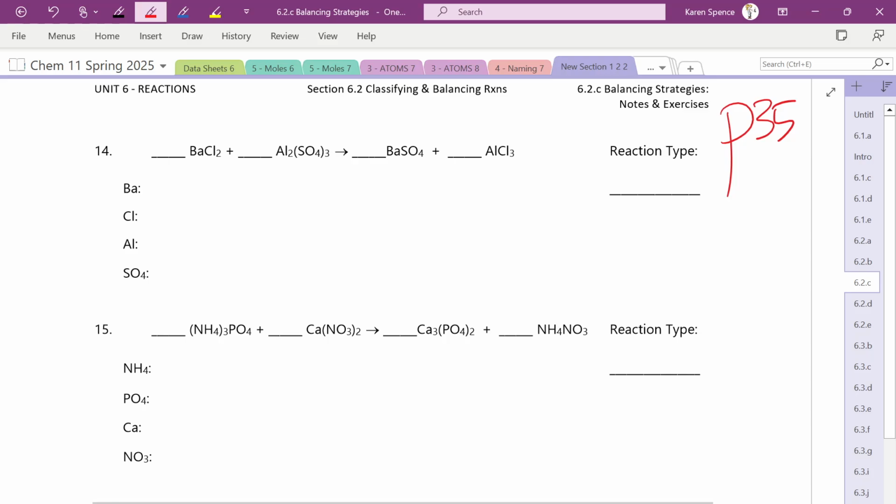Yeah, sure. It's either this one or part of it. So you can balance your lead, you can balance your nitrogen.